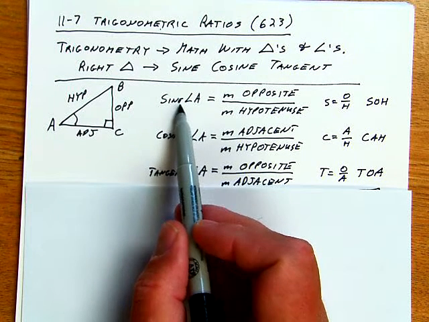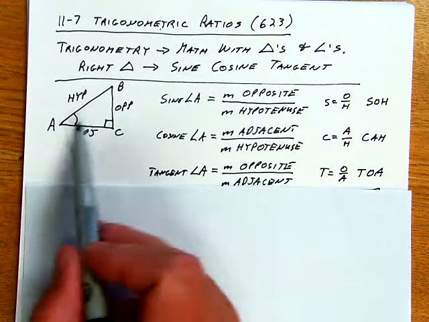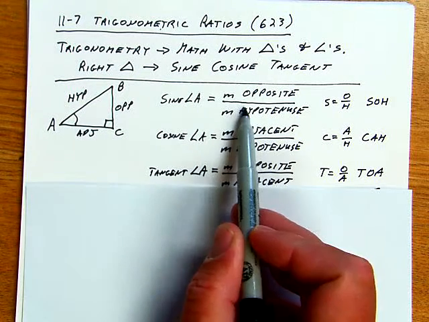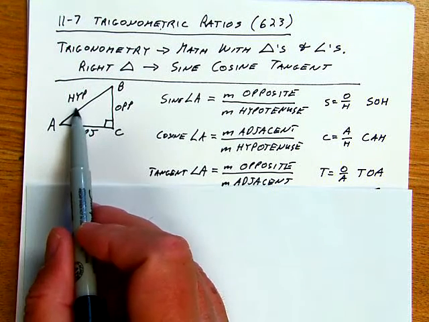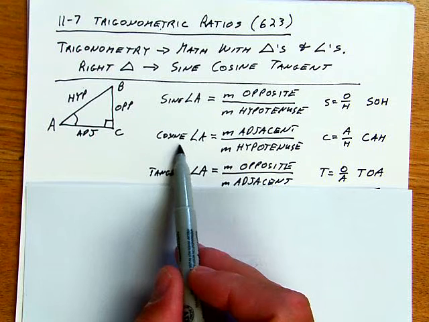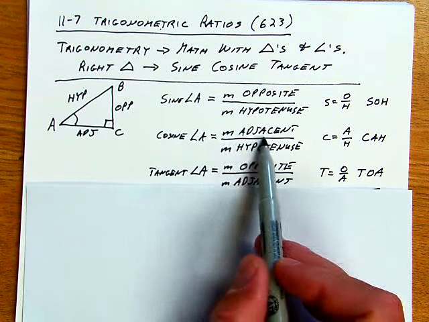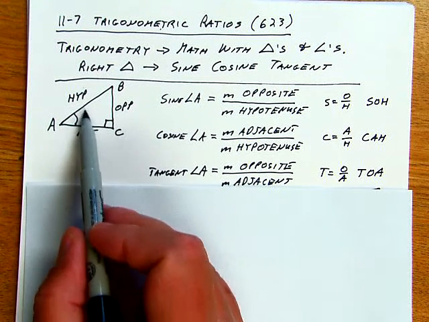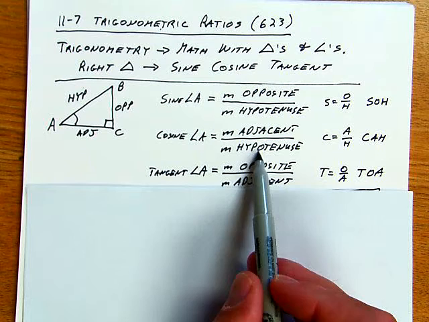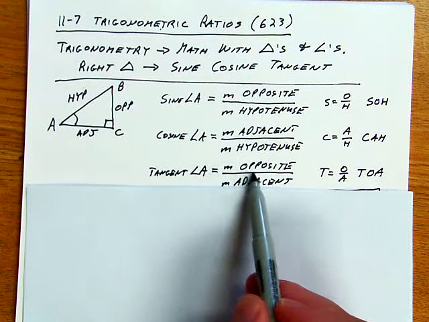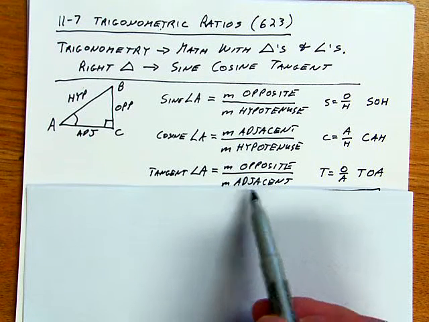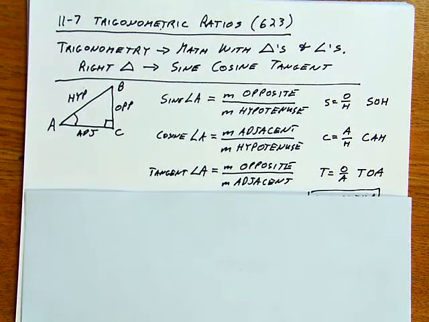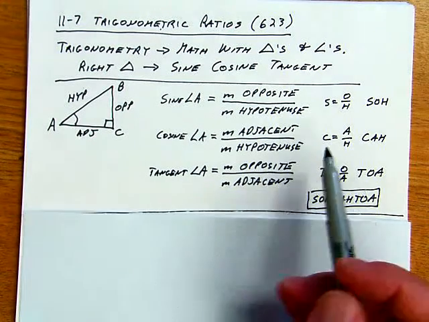The sine function is the measure of the opposite leg over the measure of the hypotenuse. The cosine is the measure of the adjacent leg over the hypotenuse, and the tangent is the measure of the opposite side over the measure of the adjacent side. And I've abbreviated these onto the side.